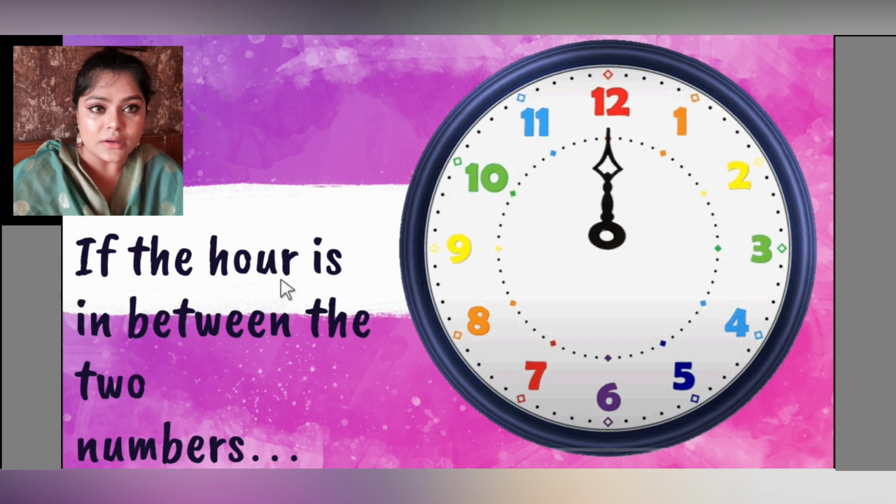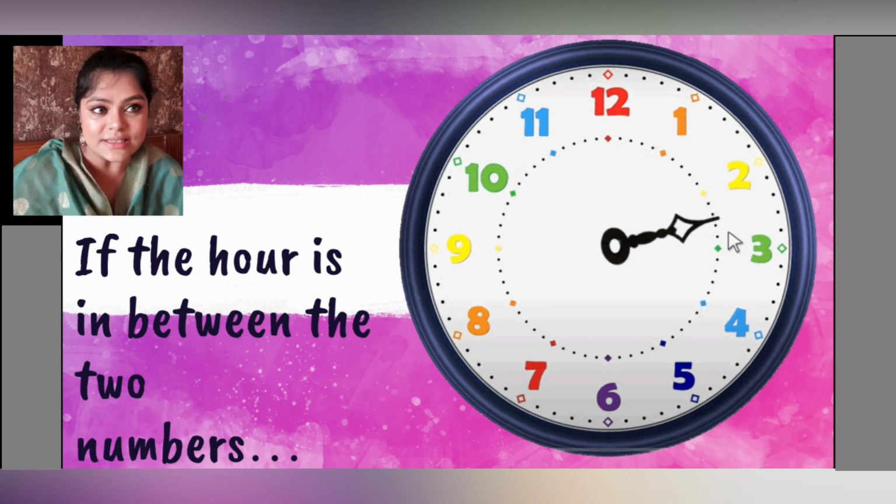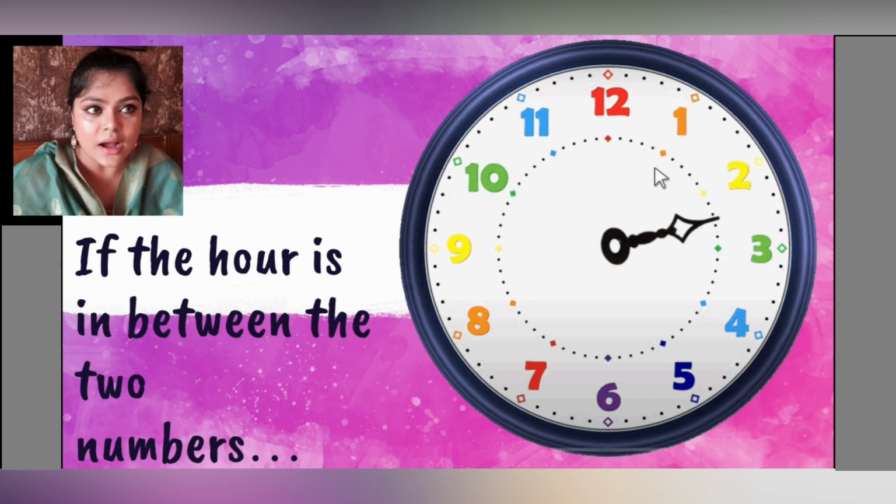If the hour hand is in between two numbers, now you can see it is in between the 2 and the 3. We still say it's in the 2 o'clock range. It is still 2 o'clock. Okay. The hour does not change until it is pointing right at the next number. As long as the hour hand points between the 2 and the 3, it is still 2 o'clock.